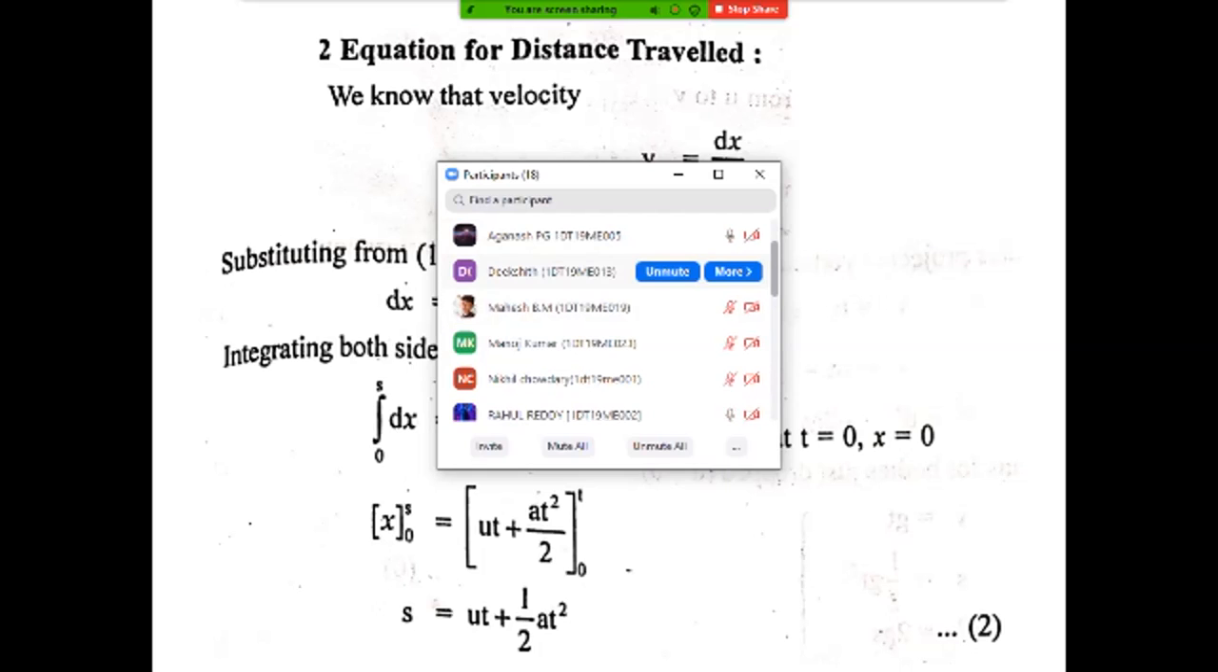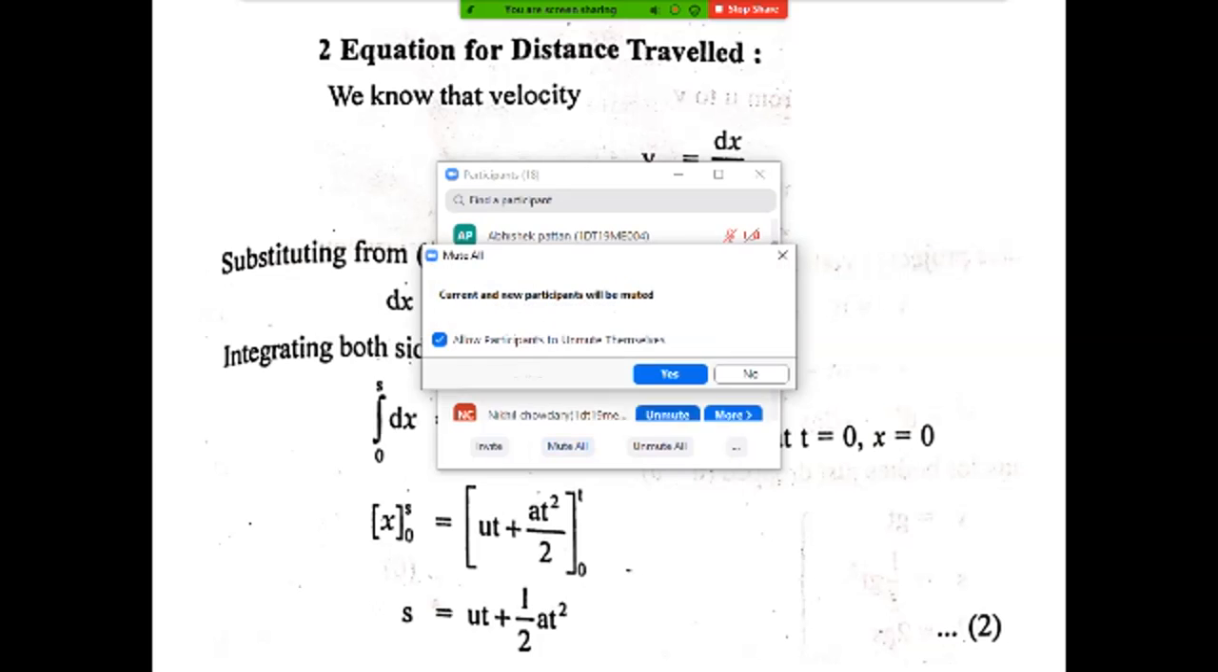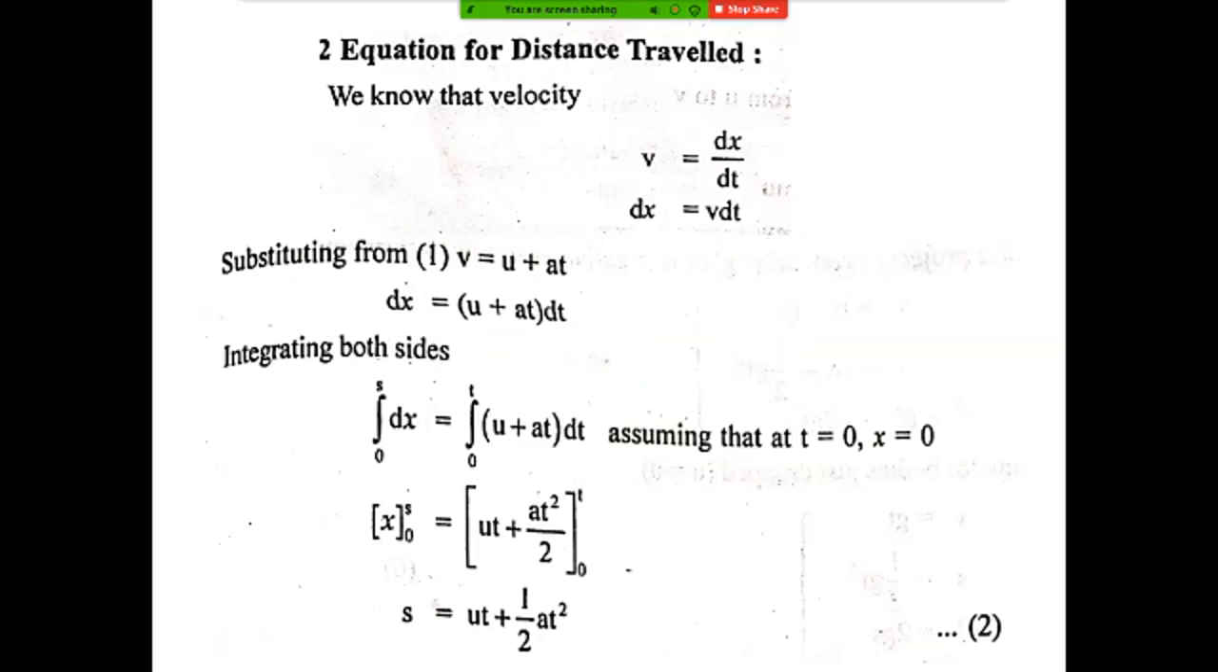Yes, sir. Now the velocity equation we derived, v is equal to u plus at. We derived the distance equation, distance s is equal to ut plus half a t square. Now we will move further. Now the third equation we will see. We know that acceleration a is equal to v dv by dx. This is the form. Then I will take dx to the left side. Then this becomes a dx is equal to v dv.